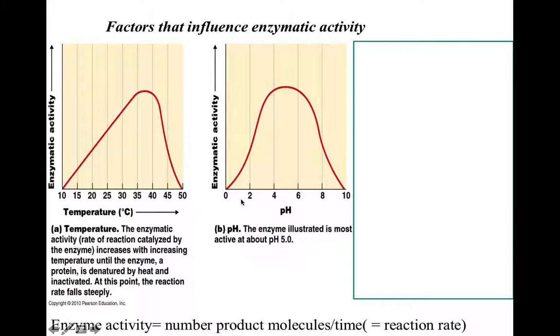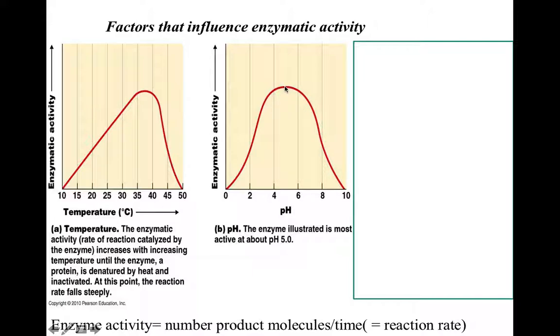Over here, again, we're graphing reaction rate, enzyme activity, but this time against pH. So we'll work this one backwards, you guys. At what pH does this enzyme have its maximum reaction rate? It looks like about pH 5, right? Here we want to ask ourselves, why is reaction rate decreasing as pH is lowered or pH is increased?